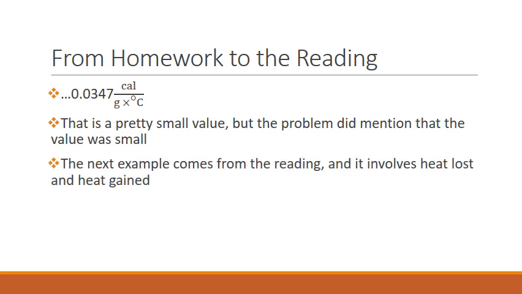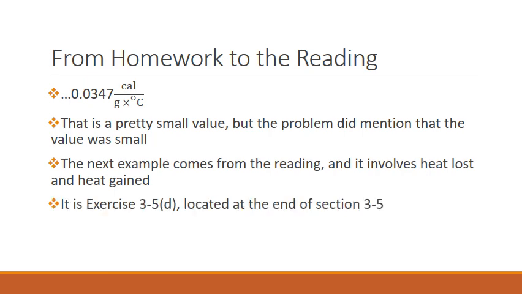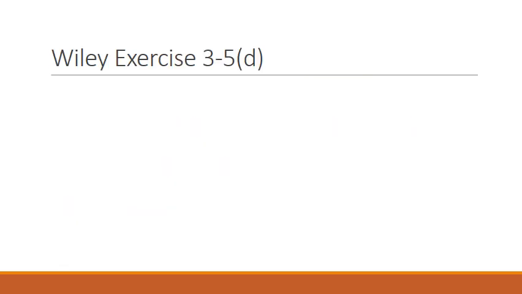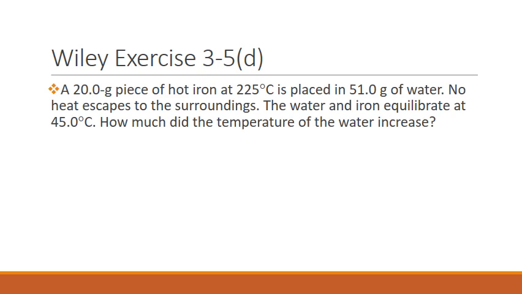Let's move on. The next example's out of the reading. It involves heat lost and heat gain. Exercise 3-5D, it's at the end of reading section 3-5. A 20-gram piece of hot iron, its initial temperature 225 degrees, placed in 51 grams of water. They just say no heat escapes, so we can work it. The water and the iron end up at 45 degrees C. They want to know how much did the temperature of the water increase.